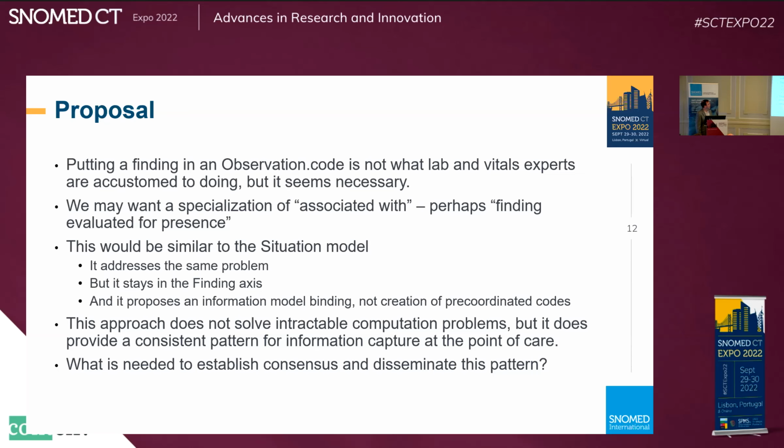It's not surprising. This is very similar to the situation model, but what I'm doing here is purely applying these values to the information model and trying not to step into the ontology domain because of the very problem we just saw on the last slide with where we have the same code in two places in a graph. So I'd like to try to keep that boundary clear since it does seem to be of concern. This approach doesn't solve any intractable computation issues.